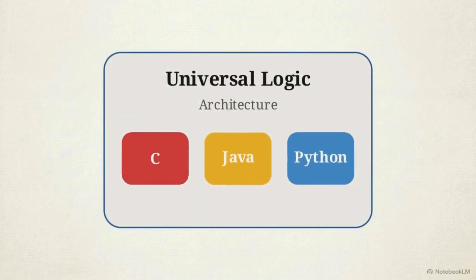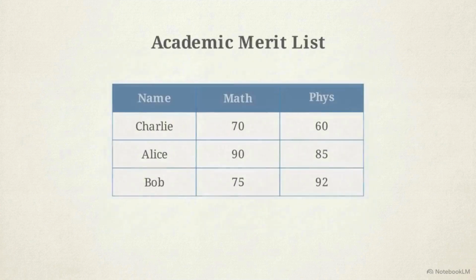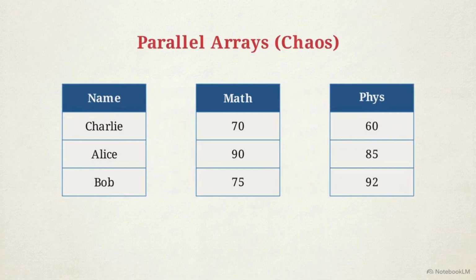Programming logic is a universal language. Whether you write in C, Java, or Python, the underlying architecture of a solution is exactly the same, only the syntax changes. Take a classic challenge, the academic merit list. You have a group of students, and for each one, you need to track their name and 3 separate subject marks to calculate an official rank.